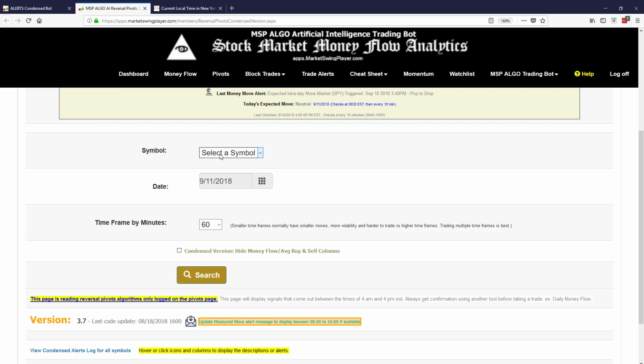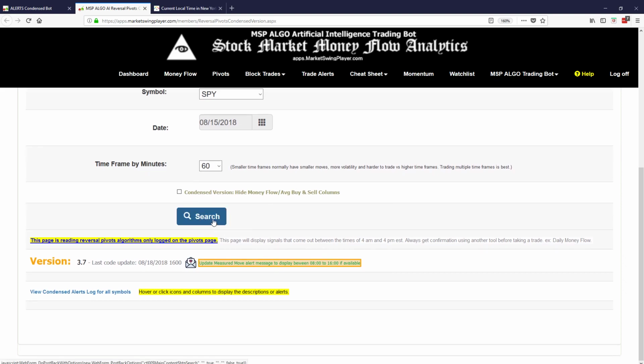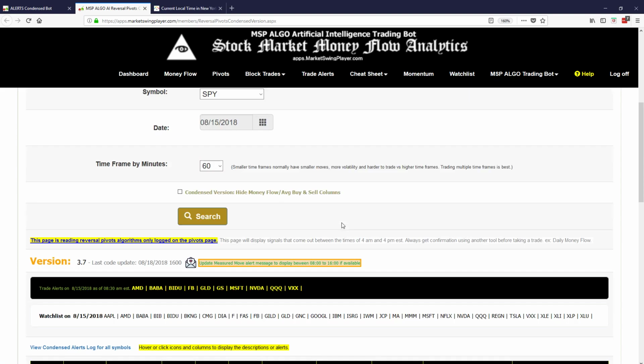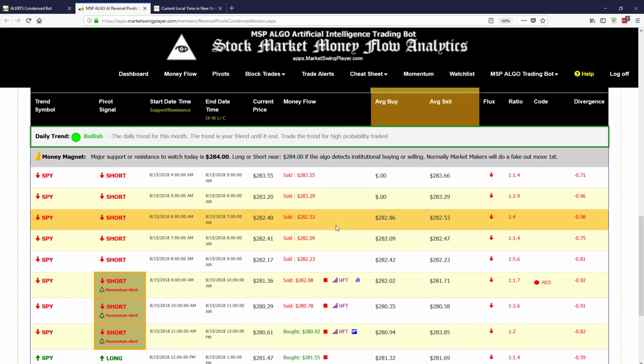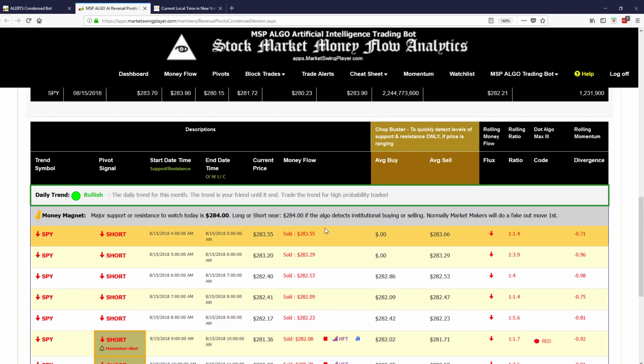Because the future is not on the chart, but the MSP Algo is going to tell you how the chart's going to be drawn in the future. So we're going to look at SPY, we're going to look at the 15th, and we're going to look at a 60-minute, because we was looking at the 60-minute time frames, because 10-minute moved too quick for us, so we want to do 60-minute. And I believe we looked at, what about the 9:30.